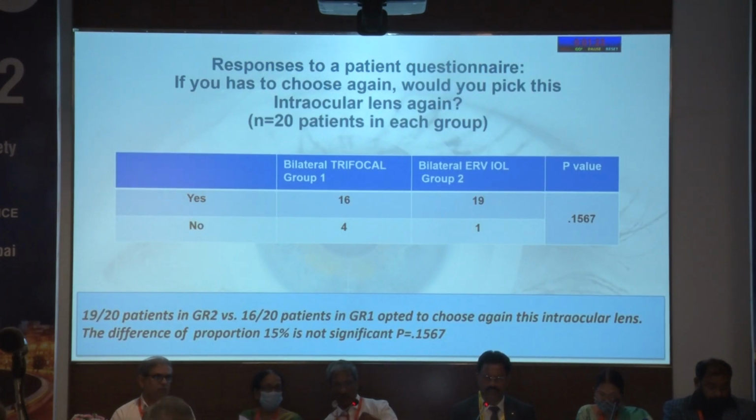And 19 out of 20 patients in group 2 versus 16 out of 20 patients in group 1 opted to choose this intraocular lens again. But again, this difference of proportion, 15%, is not significant.